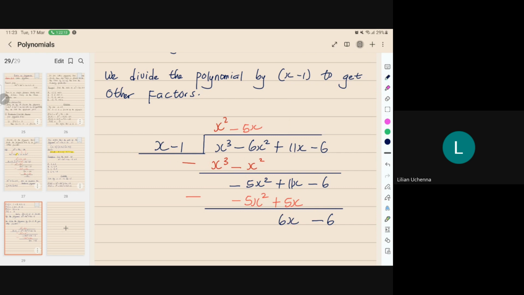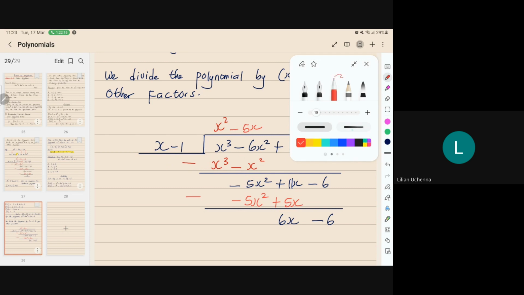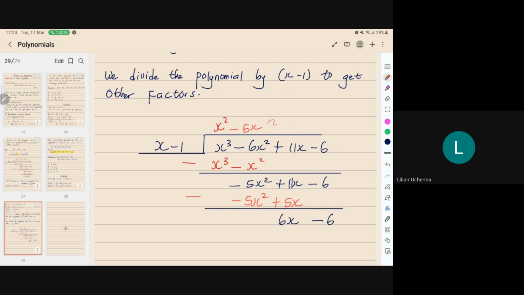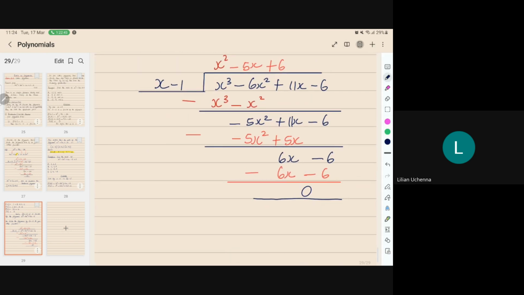The next one that will go here is plus 6, right? So 6x divided by x, I'm going to have 6 right there. 6 times this will give us 6x, and 6 times minus 1 will give us minus 6. Then when we subtract them, automatically we should have 0 right here. And then minus times minus plus, I should have 0 here as well. So this is 0. So now I have a factor, right? So we have x squared minus 5x plus 6.